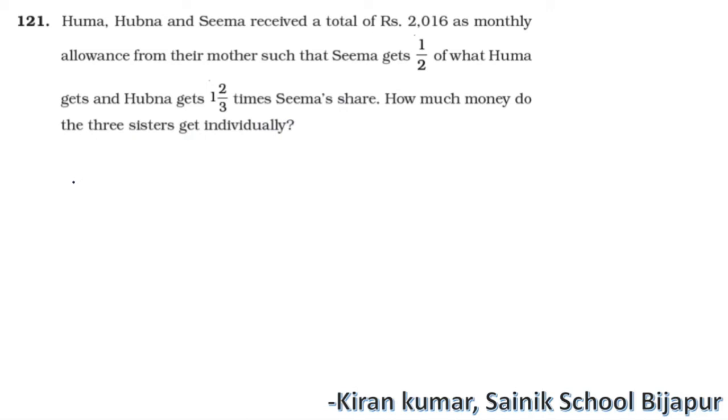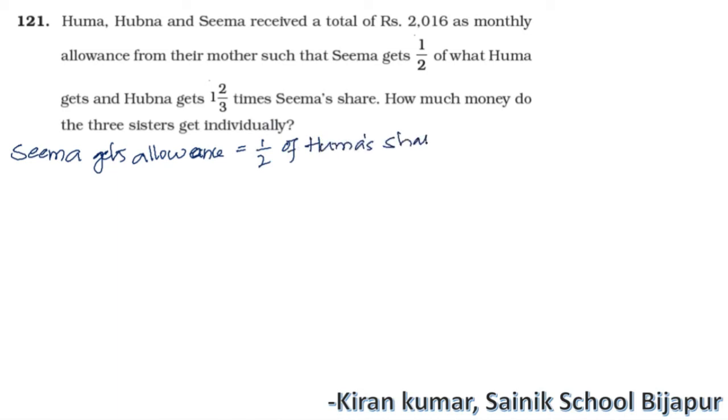Here Seema gets an allowance which is half of Huma's share. So that is the information given. Let me mention that Seema gets allowance that is equal to half of Huma's share. And they have also given that Hubna gets allowance which is equal to 1 1/2 times Seema's share.